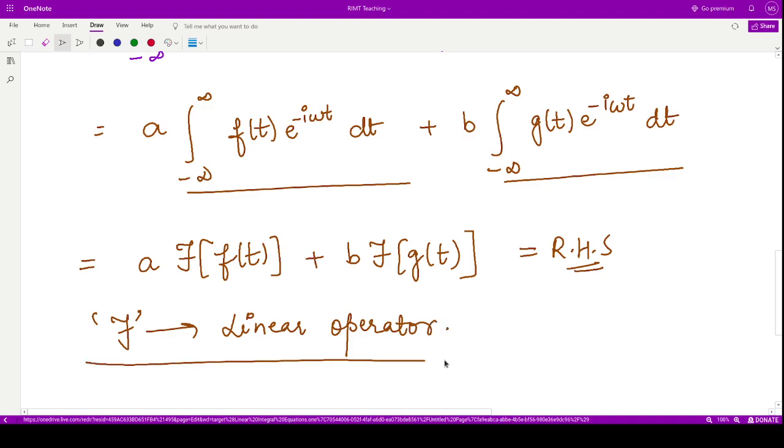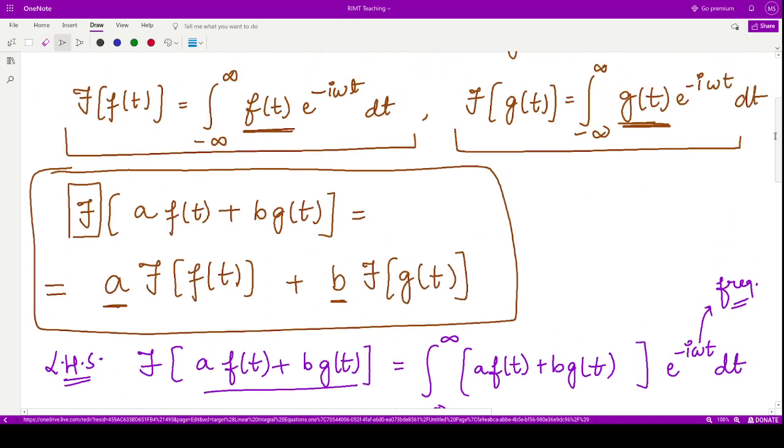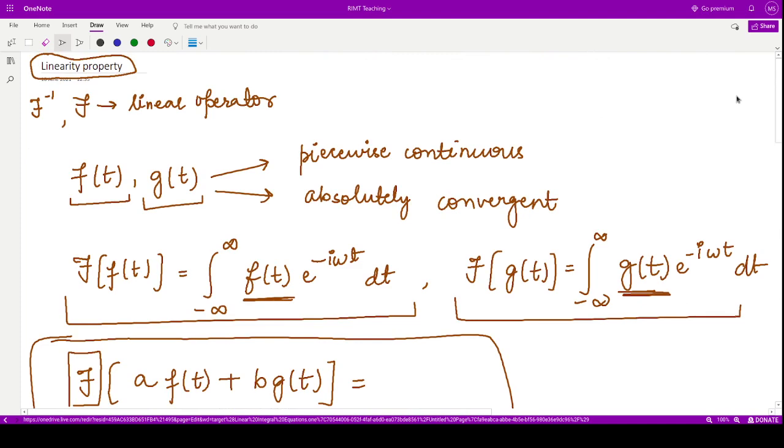I hope you understood this property. This is the easiest of the properties. In the next videos we'll see some more properties relating to the Fourier transform.